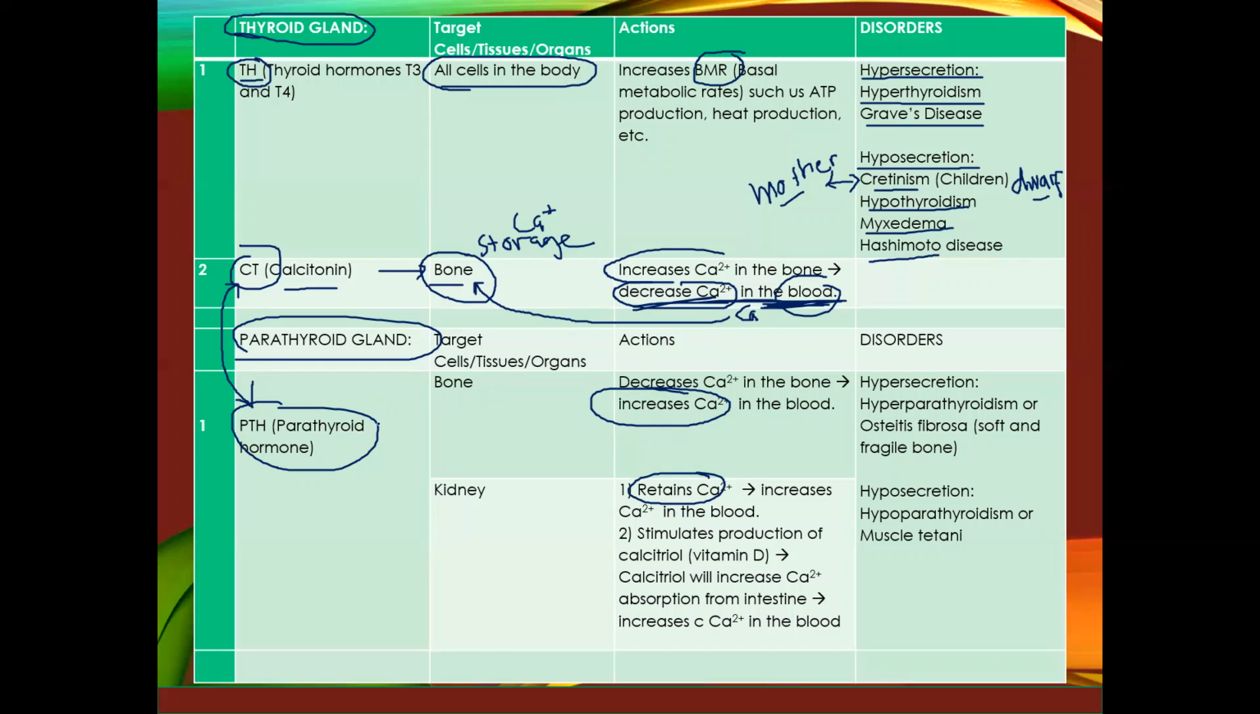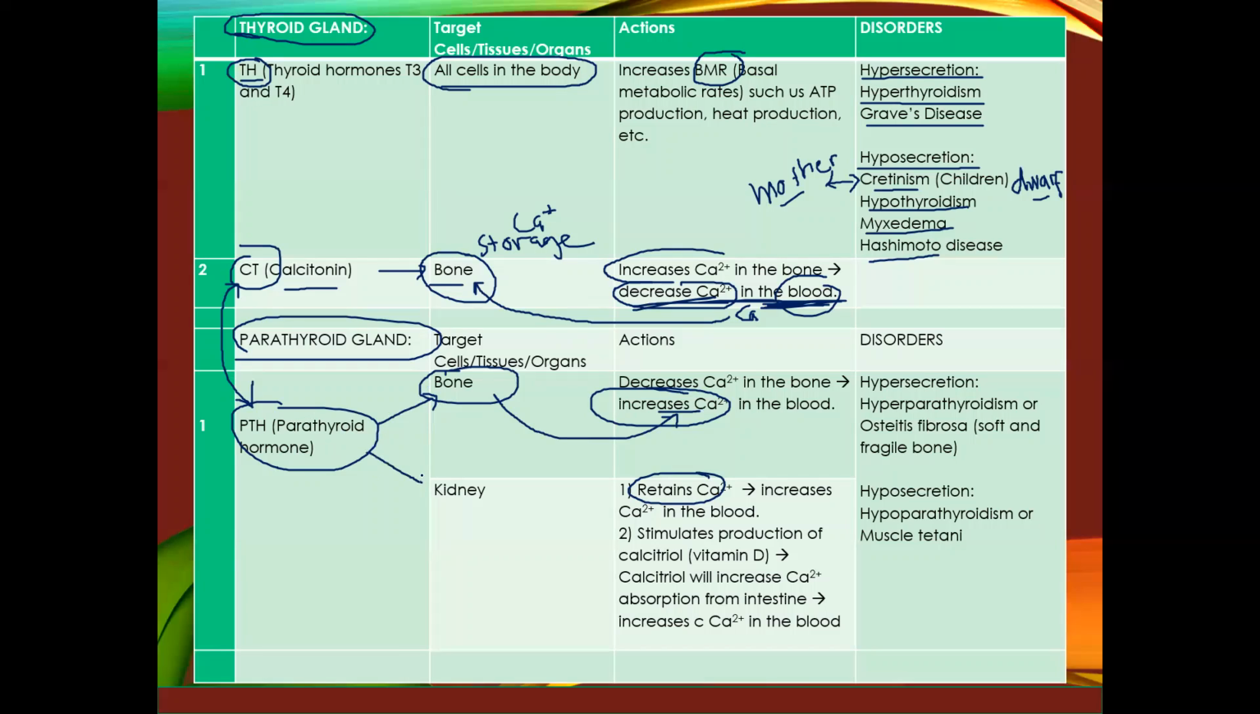It will go to the target. The first target will be the storage of calcium, which is the bone. Okay, so when the PTH goes to the bones, then the bones will release calcium into the blood. It will increase calcium in the blood. Okay? It's very straightforward. It's very logical.